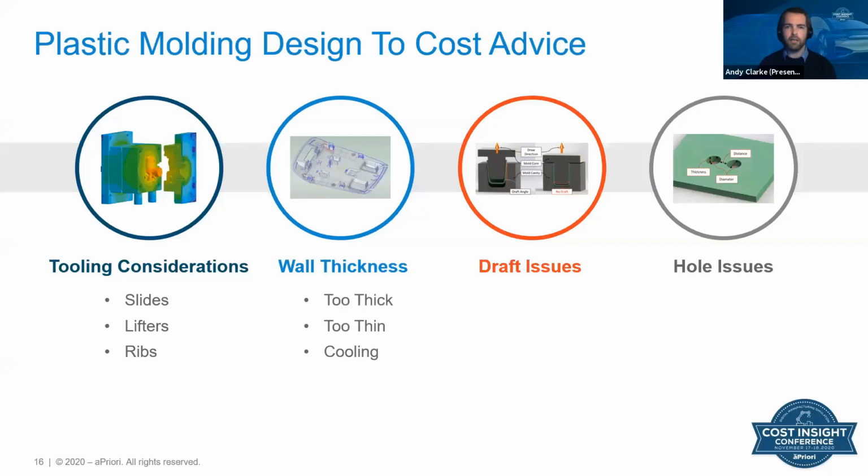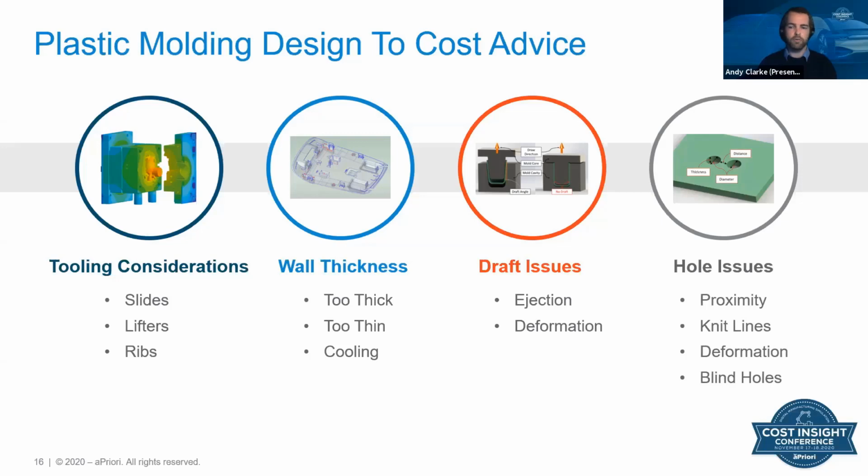Next, again, we look at draft issues. We're highlighting draft issues. You can consider draft having a major effect on ejection. So if you don't have draft, you're essentially going to pull a vacuum when you try to eject your part, which can deform it or mean you can't eject your part at all. And that might also lead to deformation, which has a massive impact, especially if it's a cosmetic part. And lastly, aPriori also highlights hole issues. So we look at proximity of holes, which could give an indication of problems with knit lines or perhaps deformation, or blind holes, where you might need a specific pin, which, if it's deep, you could have issues with that breaking, or you could have issues with deformation again.